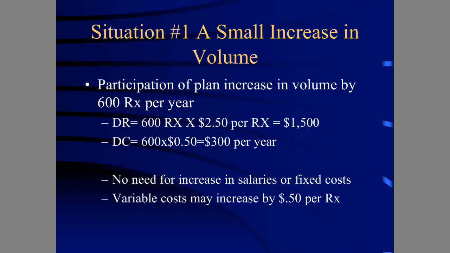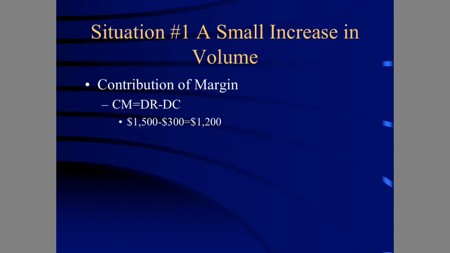So, for example, getting back to our example, say that we decide to participate in the plan and it will increase our volume by 600 prescriptions per year. Well, our direct revenue would be the 600 prescriptions per year plus the dispensing fee, so that's an additional $1,500. If I do this, it's going to cost me an additional 50 cents per claim, so my cost is going to go up $300. If I have no need for increased salaries or fixed costs, I'm potentially going to see a contribution margin by adding this service of around $1,200.